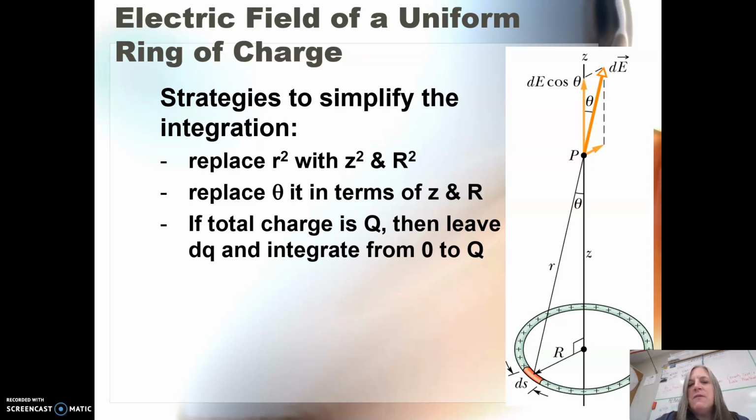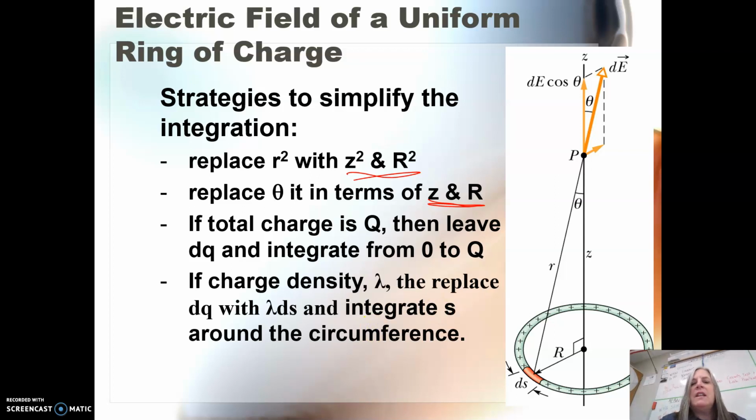Now, there are two things. If the total charge is q, then you can just leave it as dq and set your limits from 0 to q, because if you think about it, z and r are constants. So we don't have to integrate over that because they're not changing.